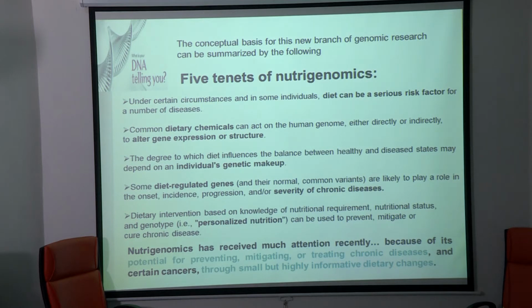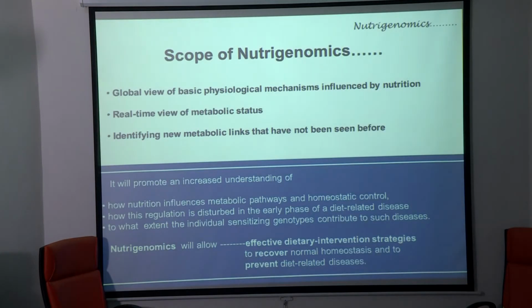And how are they informative? Because we are going down to an interface which is genomic, proteomic, as well as metabolomic to study those dietary signatures. What is the scope of nutrigenomics? It will give you a global view of the basic physiological mechanism which is influenced by diet. It will give you a dynamic real-time view of your metabolic status at an individual level as well. It will identify new metabolic links that have not been seen before.